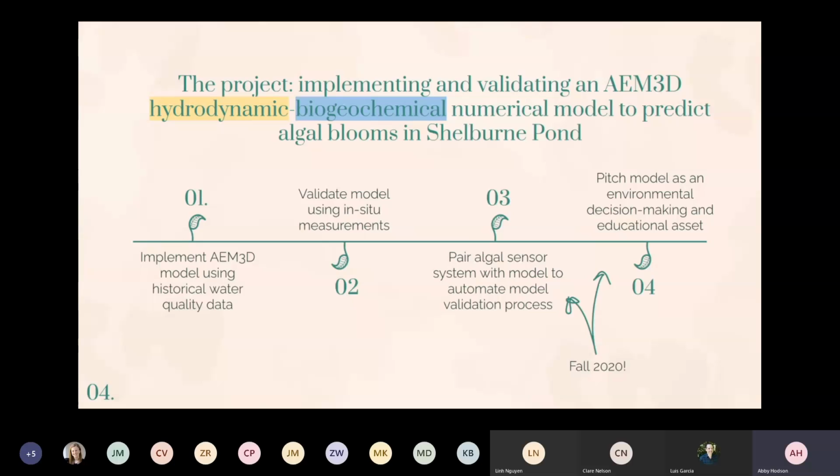in which I hope to actually implant an algal sensor system in the pond and have it feed data directly into the model. That way we can predict blooms in real time and automate the model validation process. And all of this is happening with the ultimate goal that this model can be an asset to the town of Shelburne, something that can encourage better informed environmental legislation and education as well.